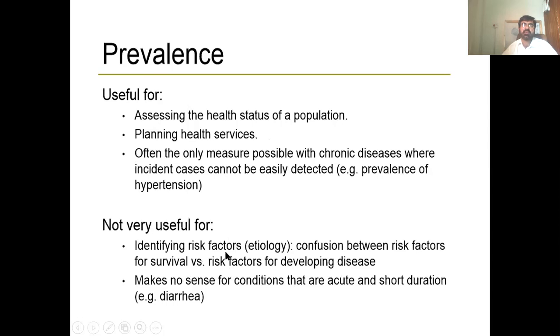It is not very useful for identifying risk factors. You cannot say that this is the risk factor of this disease because you have not spent time; you just go and collect the data. There is confusion between risk factors for survivors versus risk factors for developing disease. It makes no sense for conditions that are acute and of short duration, because people get healthy sooner. For example, with the flu or any other disease with a short recovery period, whenever you go, the majority of the people have recovered. So prevalence is not very useful then.